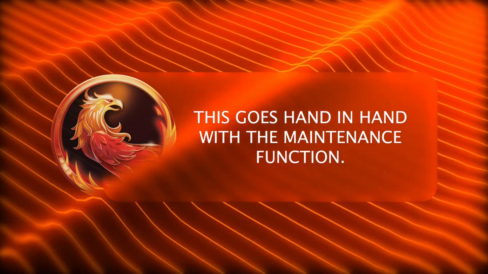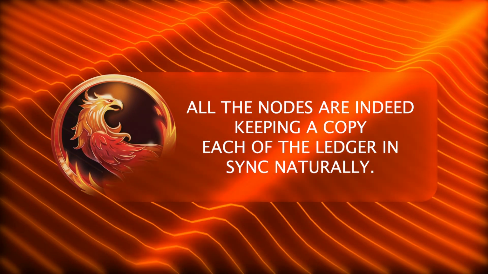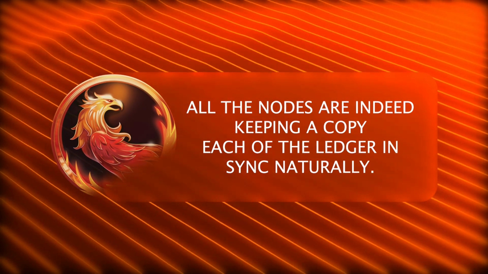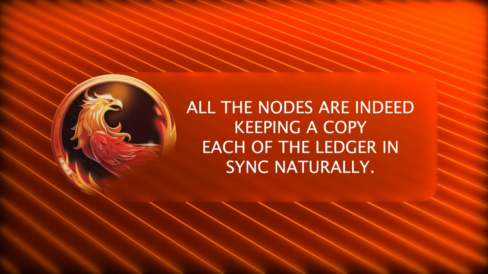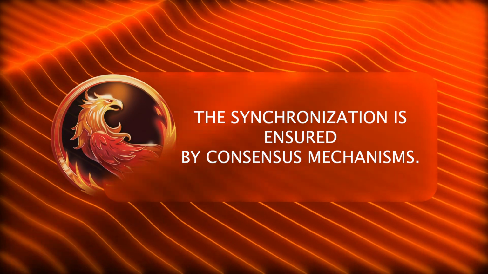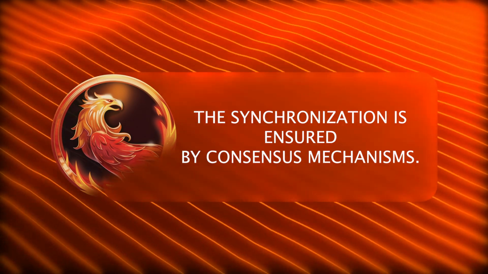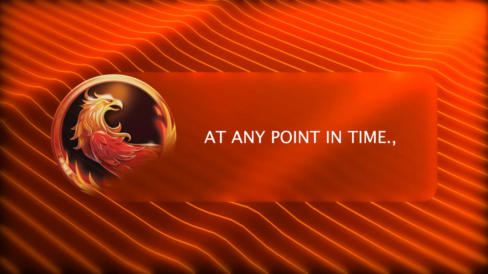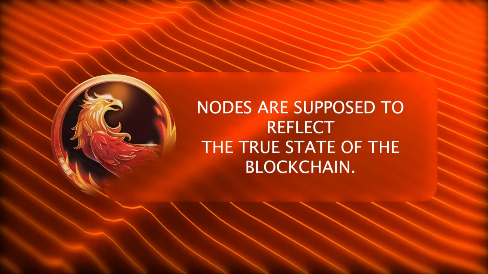This goes hand in hand with the maintenance function. All the nodes are indeed keeping a copy each of the ledger in sync naturally. They store past transactions while adding new blocks of transactions. The synchronization is ensured by consensus mechanisms. At any point in time, nodes are supposed to reflect the true state of the blockchain.